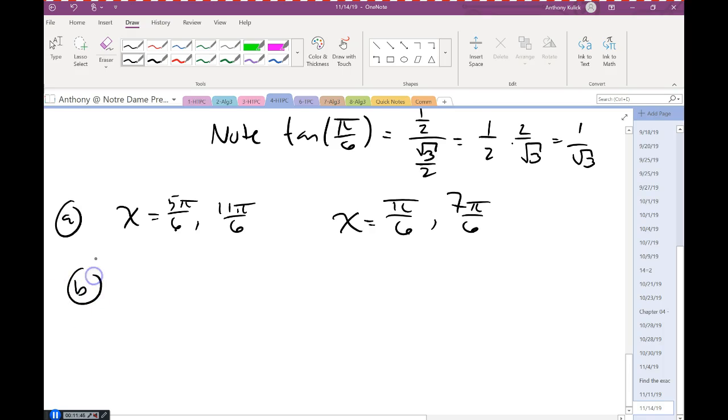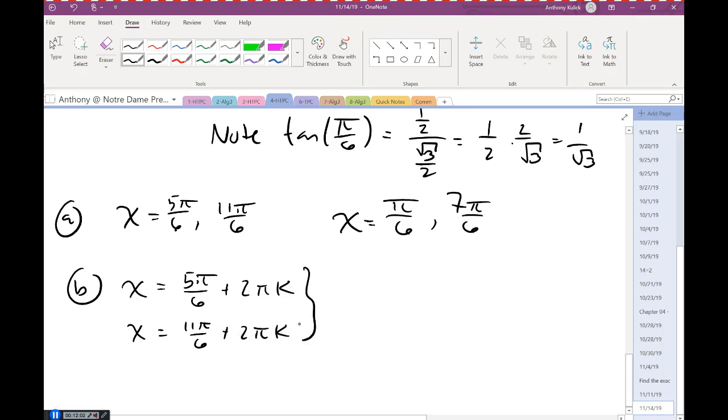For part B, now notice that I could write this as 5 pi over 6 plus 2 pi k, and then 11 pi over 6 plus 2 pi k. But really, I can take these two solutions.